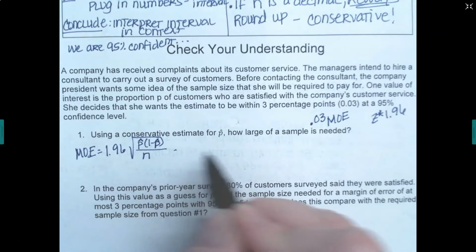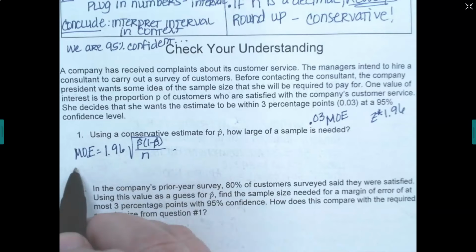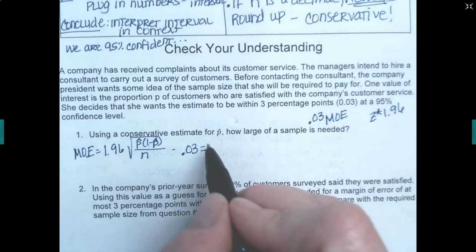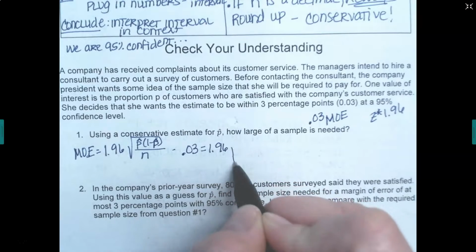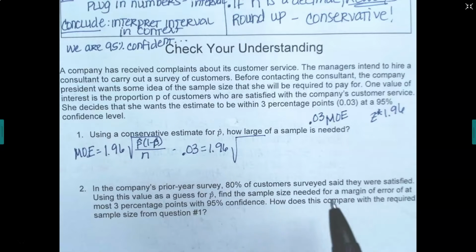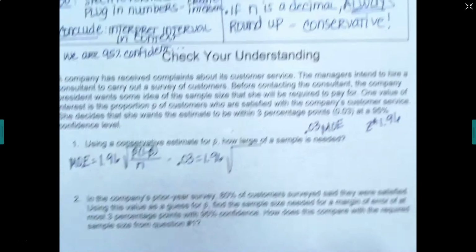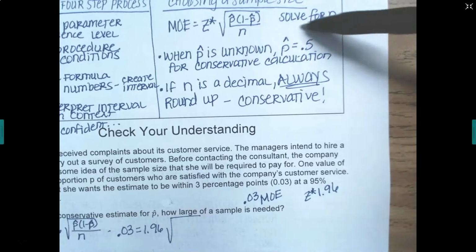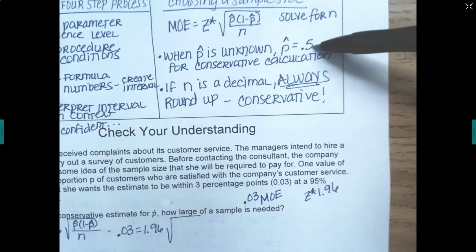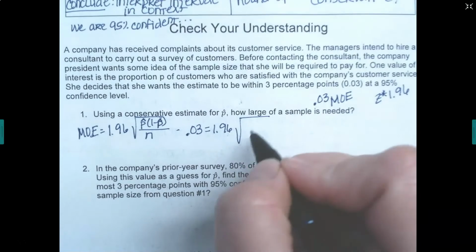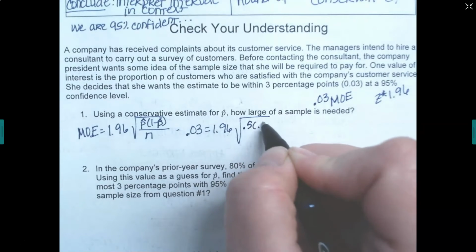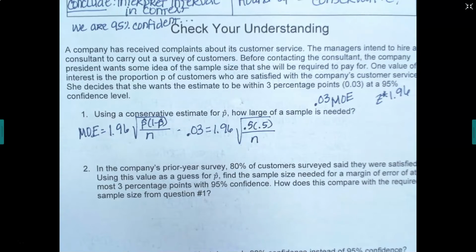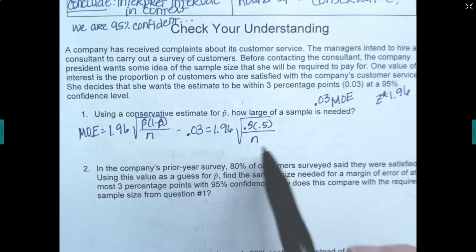So in this case, the margin of error is 0.03. So I'm going to say 0.03 equals 95% is 1.96 times. Now, they haven't done the study. This is where we don't know p-hat. Remember, right up here I said if you don't know what p-hat is, this is maximizing the error that can possibly be there. So we're going to say 0.5 times 0.5 divided by n. Now, it's up to you to rearrange this to solve for n.